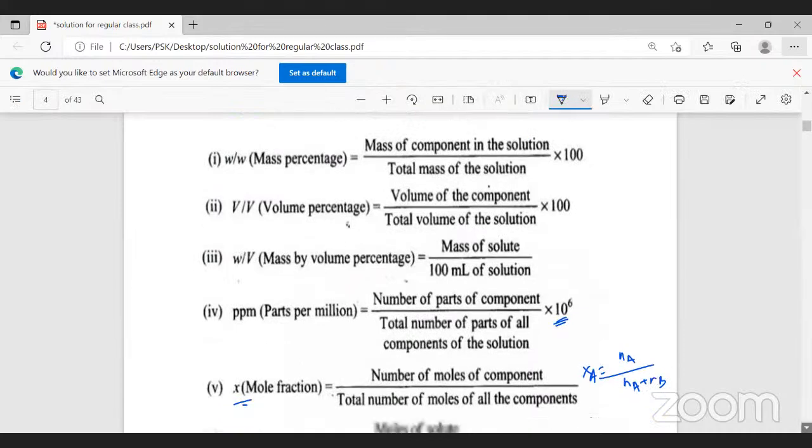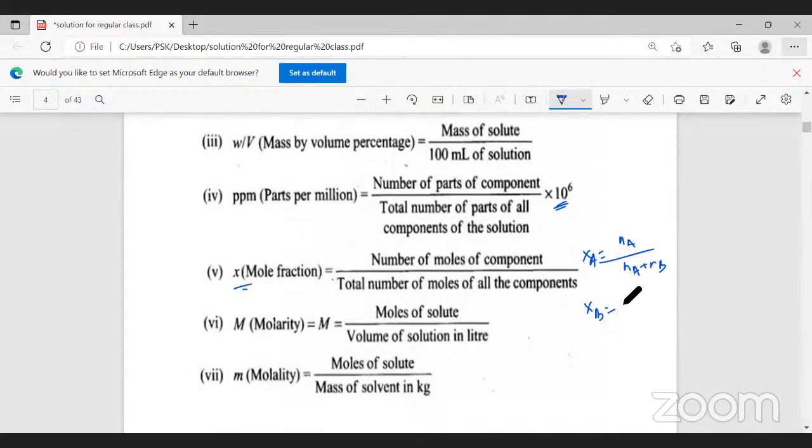Thank you, sir. So XB will be equal to NB divided by NA plus NB. So this is called the mole fraction. I explained it to you earlier. Now, molarity I defined and gave you a formula: number of moles of solute divided by volume of the solution in liters.